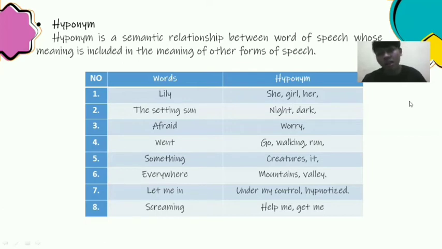By the way, if you get confused by all of these lyrics, you can see the lyrics, but if you listen to the song Lily by Alan Walker, you will understand what I was talking about. We cannot play the song due to copyright on YouTube, so I am going to put the lyrics in my article. You can see it in the article that I will post. So that's it for hyponym.